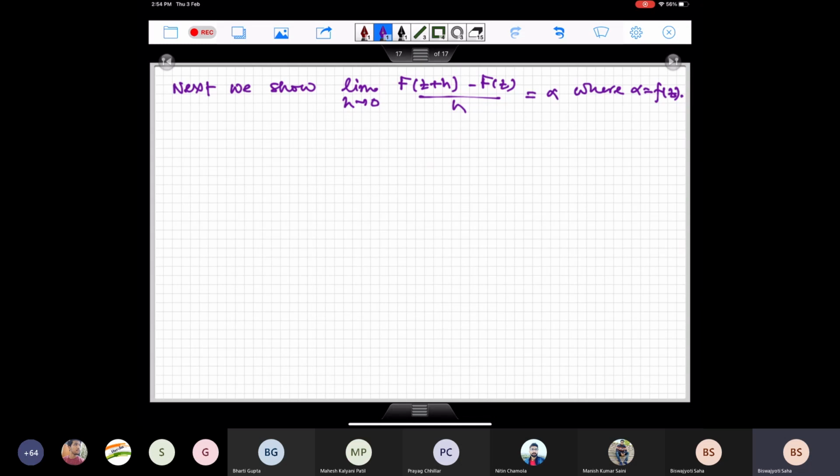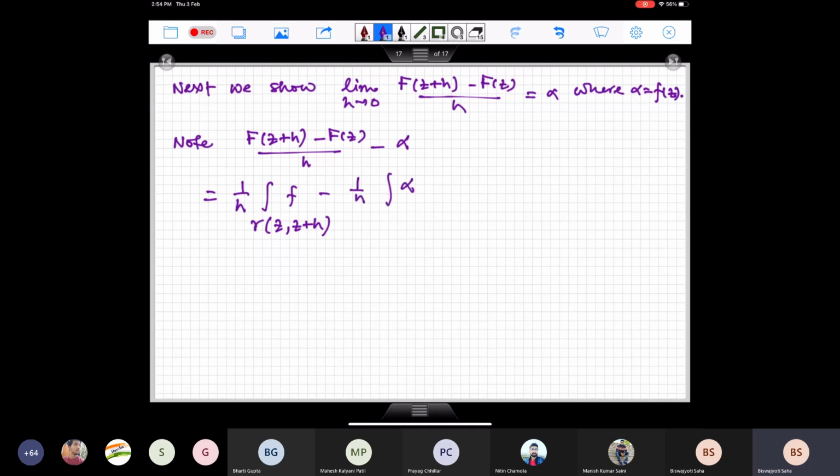Okay, so let's consider the difference. So I am going to consider this difference f of z plus h minus f of z. Why I wrote alpha is so that you do not treat z as the variable. It's just a constant, because I am going to get a precise value. So this one is alpha, and I write this as 1 upon h integral over gamma of z to z plus h f minus, I can write this as integral over 1 over h alpha gamma of z to z plus h.